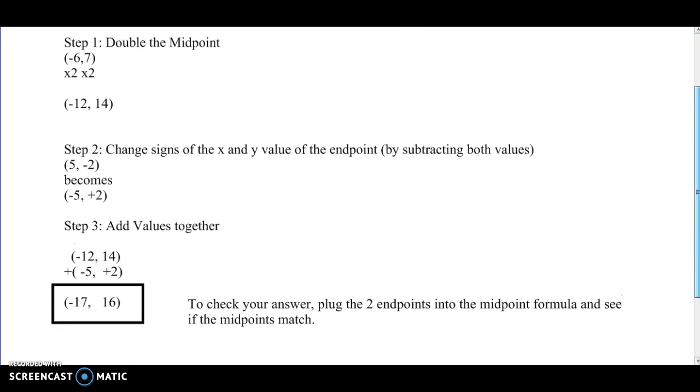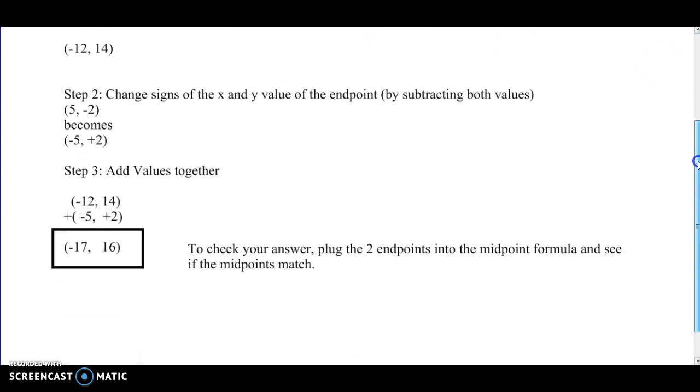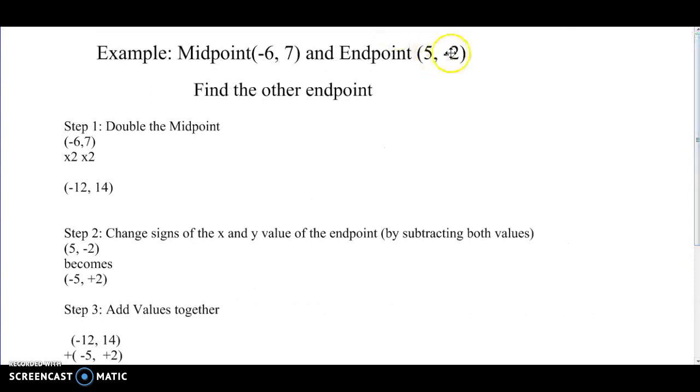So let's just check that for us. -17 plus 5 is -12. -12 divided by 2 is -6. And then we have 16 plus -2, which is 14, divided by 2 is 7. So that's how we would check this.